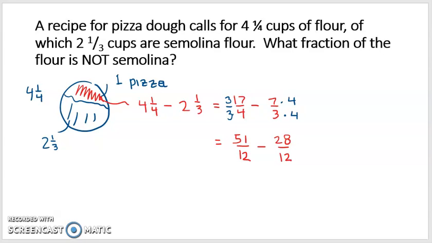So we've converted them to a common denominator. I can now do the subtraction. 51 twelfths minus 28 twelfths leaves me with 23 twelfths. Unfortunately, that's an improper fraction, so let's create a proper fraction out of that. What I would do is I would say that's equal to 12 twelfths plus what's remaining. If I take out 12 twelfths, I've got 11 twelfths remaining. So the answer is going to be 1 and 11 twelfths cups of flour.